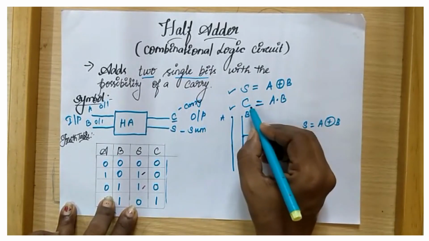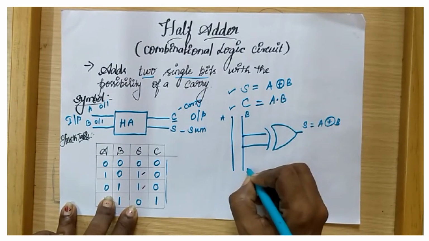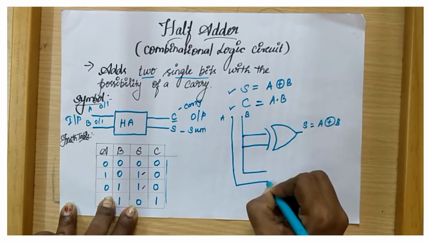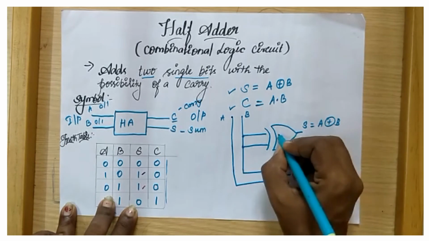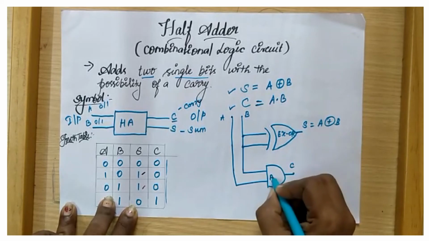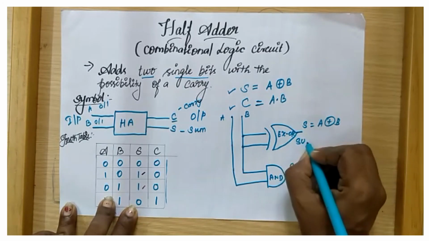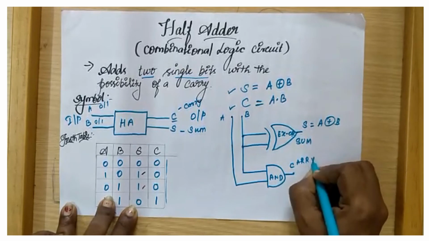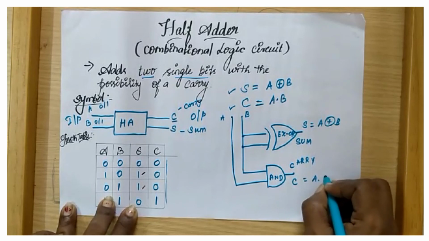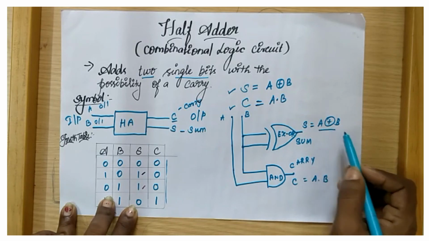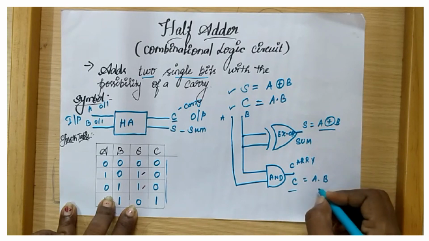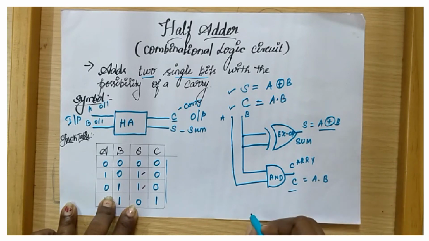Likewise, for carry also we have to draw the logical diagram. This is the AND gate. This is the XOR gate and this is the AND gate. This is sum and this is carry. C is equal to A dot B. So the output of the XOR gate is the sum and the output of the AND gate is the carry. This is the way to implement the half adder, or the way to design the half adder circuit.